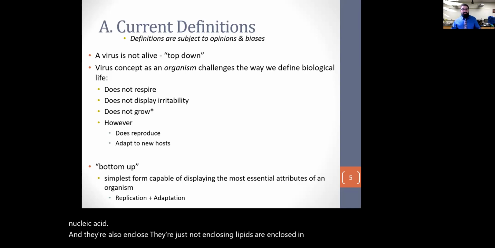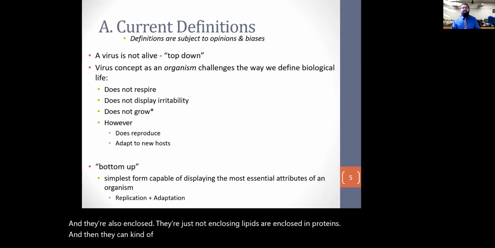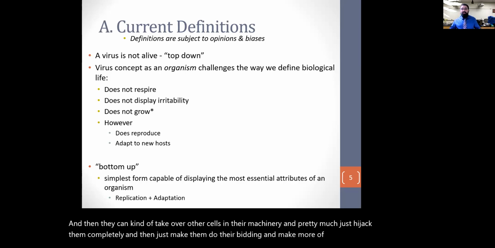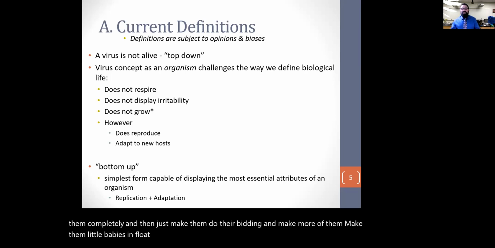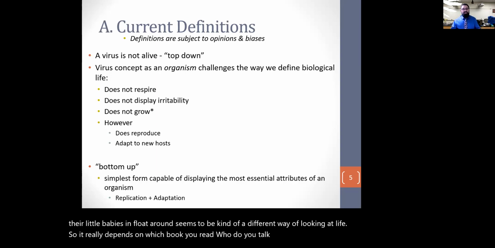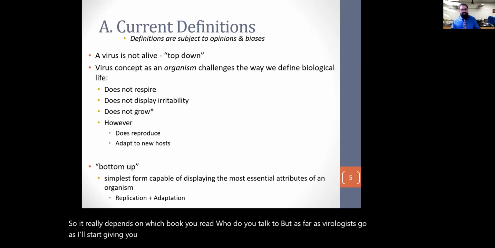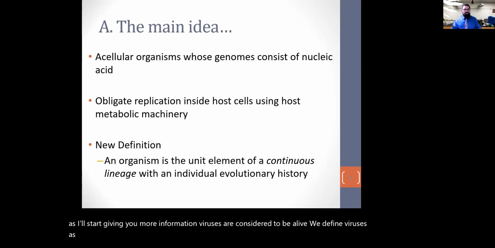And then they can take over other cells and their machinery and pretty much just hijack them completely, make them do their bidding and make more of them, make them little babies and float around. Seems to be a different way of looking at life. So it really depends on which book you read, who you talk to, but as far as virologists go, as I'll start giving you more information, viruses are considered to be alive. We define viruses as alive with some exceptions, right?